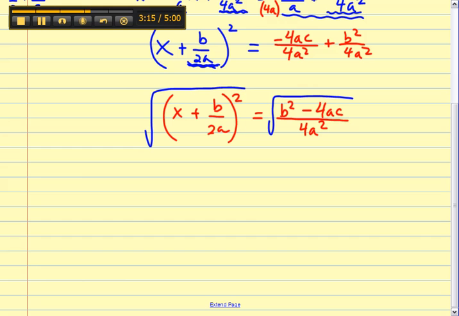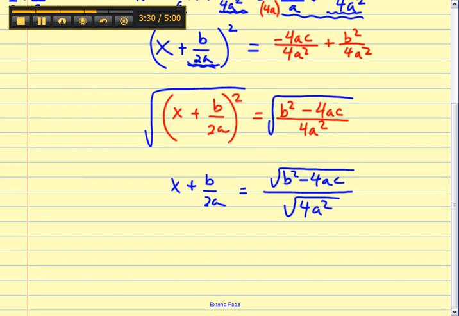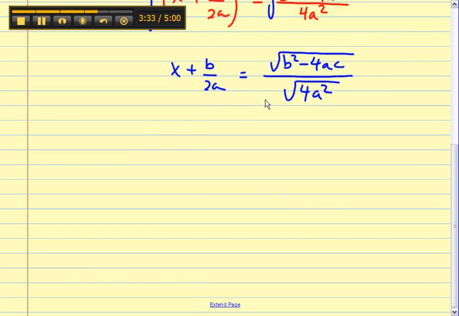All right, so that's going to give me x plus b over 2a is equal to the square root of b squared minus 4ac all over the square root of 4a squared. Well, fortunately, the bottom is a monomial, and it's a perfect square, so I can take its square root. But remember, it's plus or minus. Whenever I take the square root and I've got a variable underneath it, I've got to give the plus or minus. So now I've got x plus b over 2a is equal to plus or minus the square root of b squared minus 4ac all over 2a.